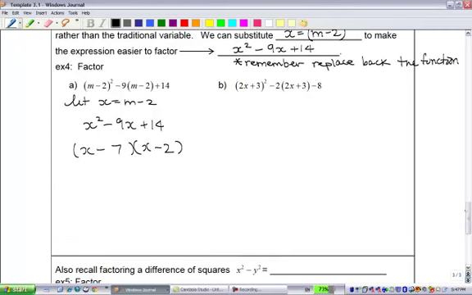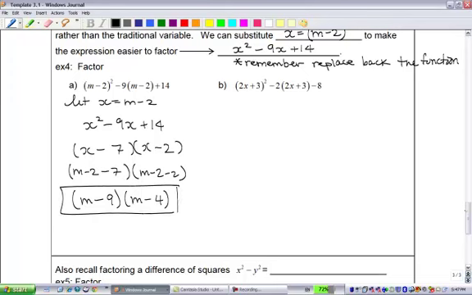Which is not bad, it's a good factor, but we're not talking about x's here, we're talking about m's. So let's replace x with m minus 2. And we get a factor of (m minus 9) and (m minus 4) as a factored quadratic expression. Why don't you try a similar technique on question B there.